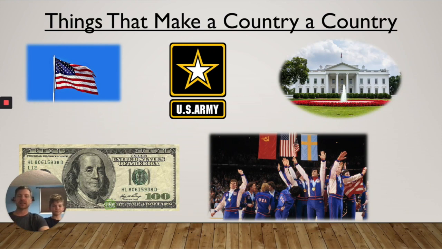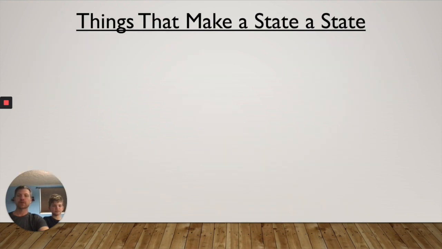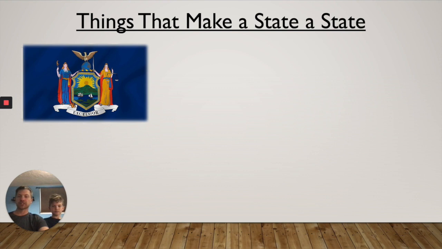Let's go to the next slide, which is going to be what? State. Yep. Things that make a state a state. Well, states actually have their own flags. All 50 states have their own flags. This is New York's flag. It has a Latin word that says excelsior. I think it means higher and higher, or onward, or excellence, but I don't remember exactly. States do have their own flag.